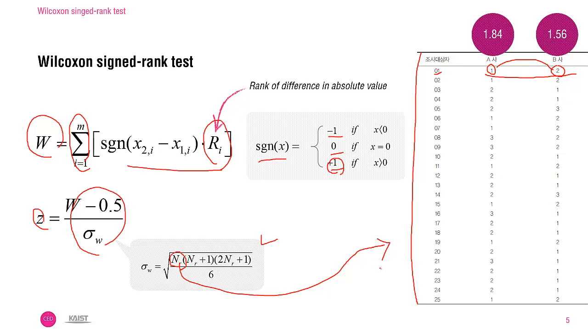In SPSS, the standard deviation for the Wilcoxon signed rank test is obtained through a little bit more complex procedure than this. So I recommend you to mention in which software, for instance in SPSS, you have performed the Wilcoxon signed rank test. Okay, then let's move to Excel and then SPSS.